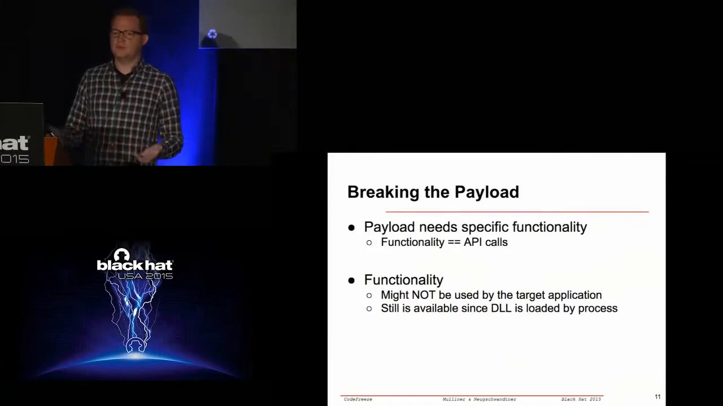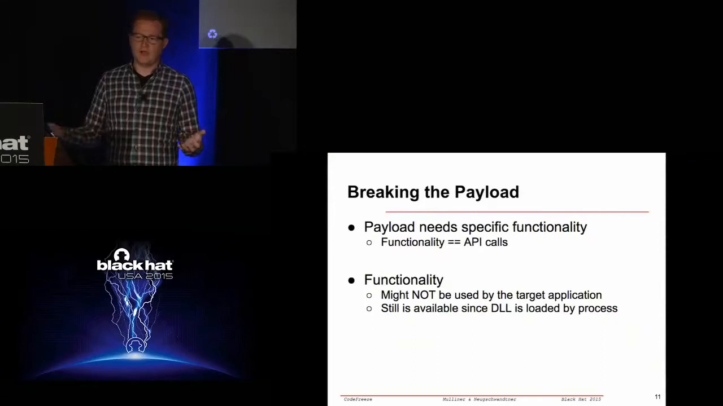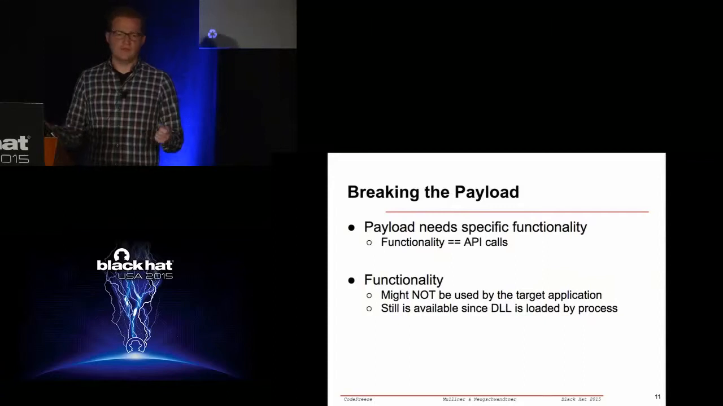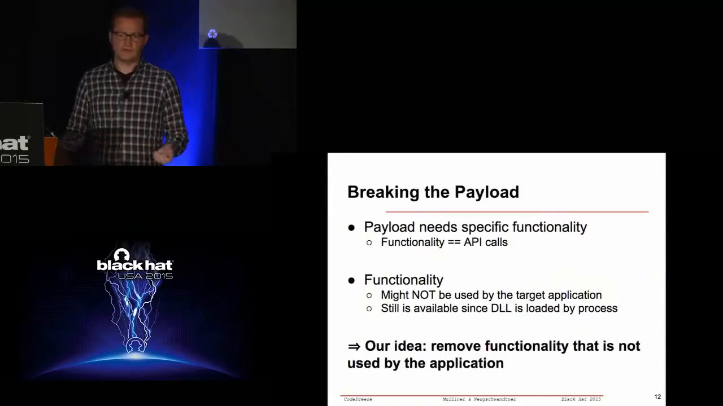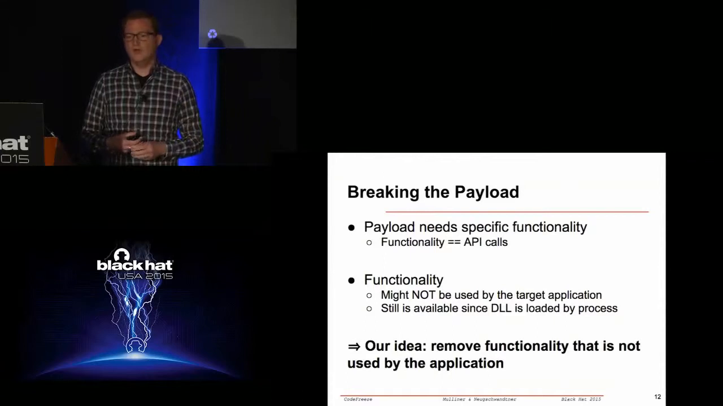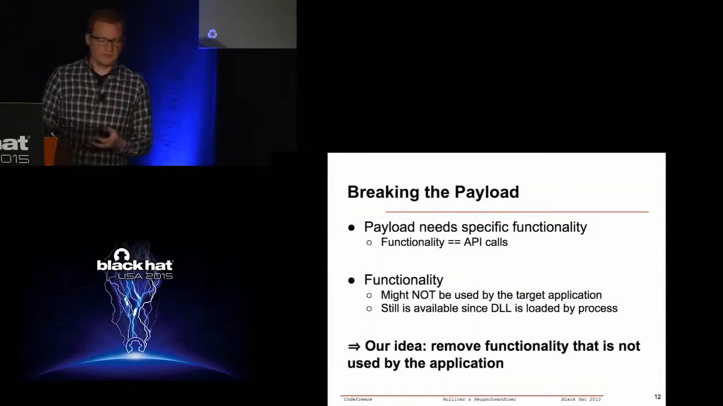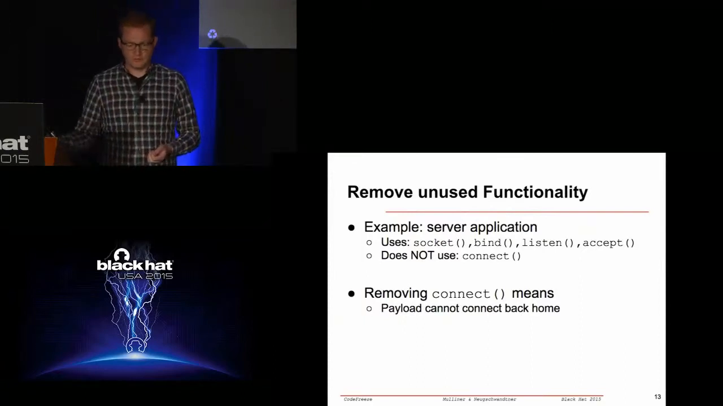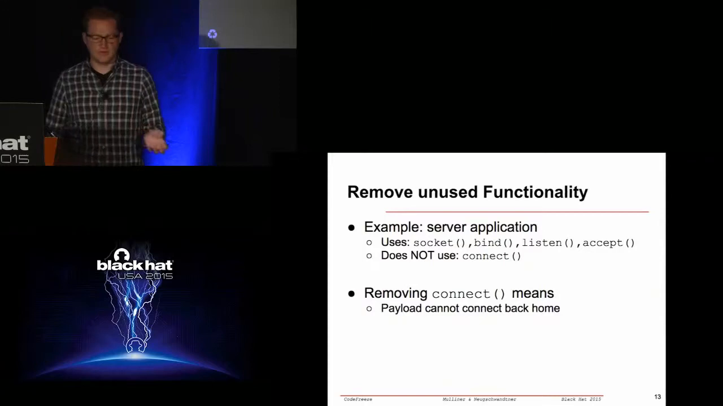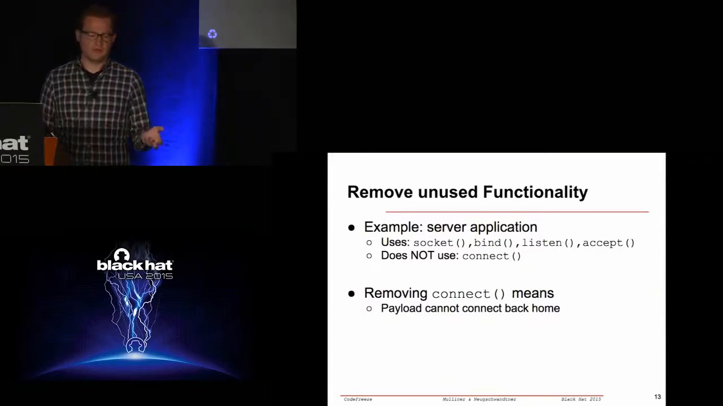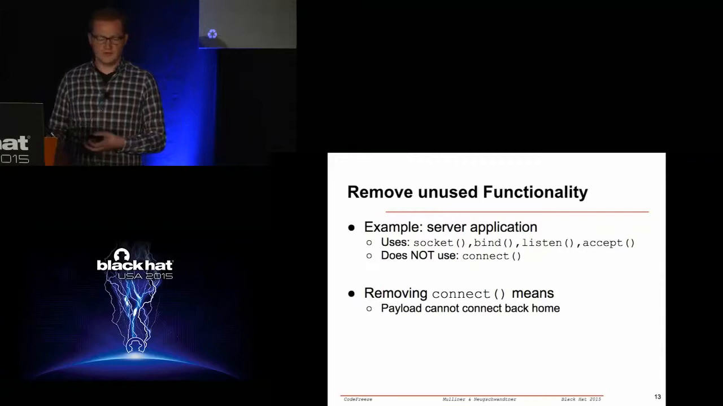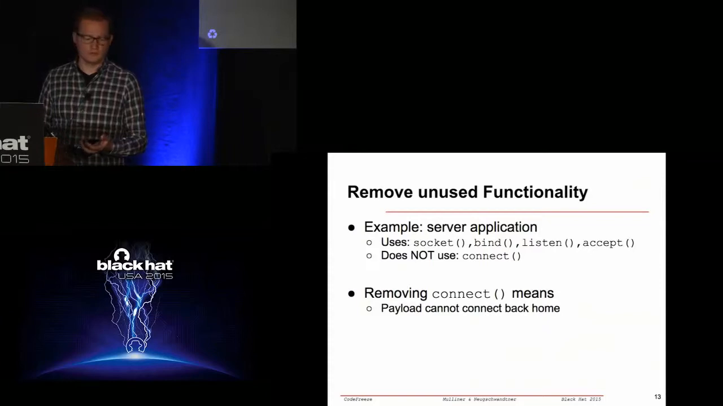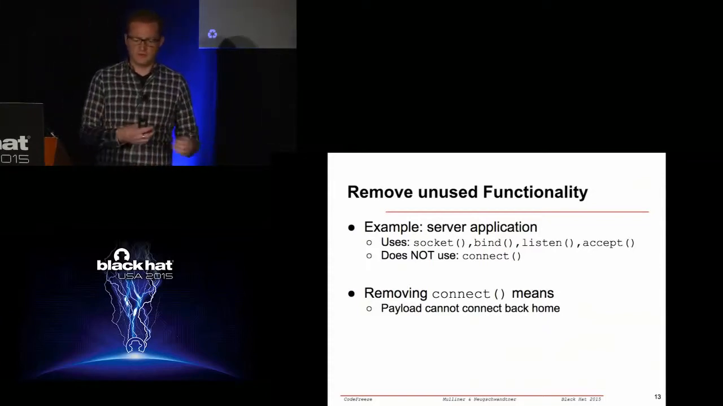But as soon as a library is loaded into the memory of a process, every functionality, whether it's used by the application or not, is just there for the payload, for the exploit, for the attacker to freely use as he wants. And our main idea of this project was, let's remove functionality that is not used by the application but still in the process memory. A very simple example: you have some server application, and the server might use functions like socket, bind, listen to accept new connections and handle them. But the server application might not use connect, because it never connects out.